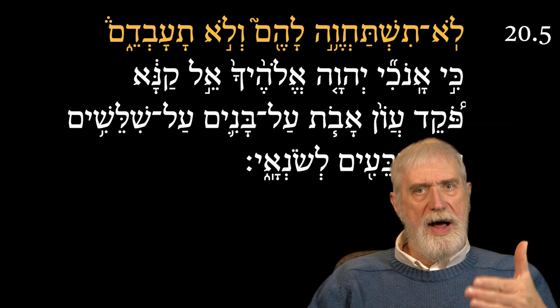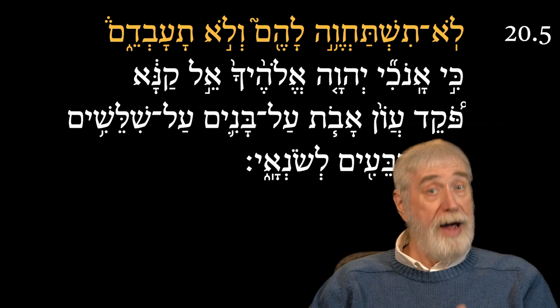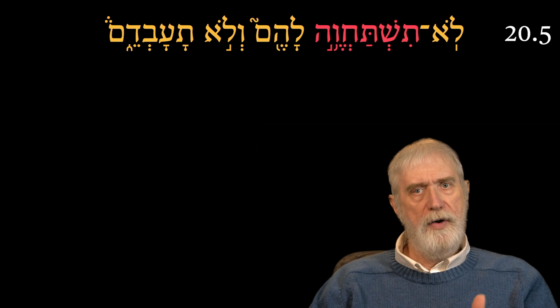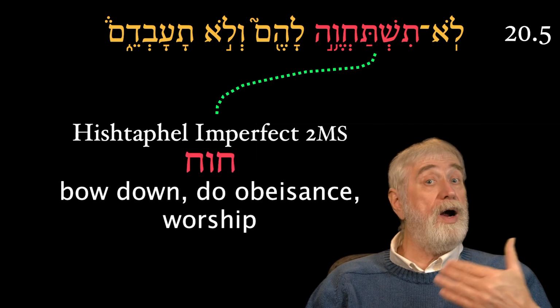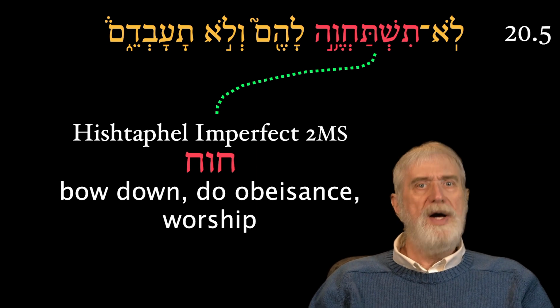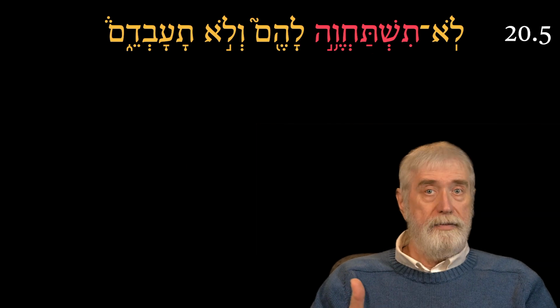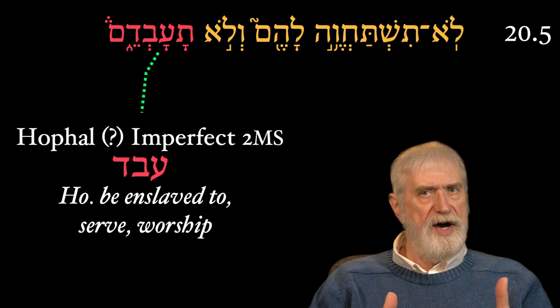Lo Tishtakawelahim Wa Lo Ta'avdaim, you must not bow down to them, and you must not worship them. Here, as elsewhere, the hishtafel of the verb chawa, to bow down or do obeisance, is a synonym for worship. Avad, or serve, is also used here in the sense of worship.